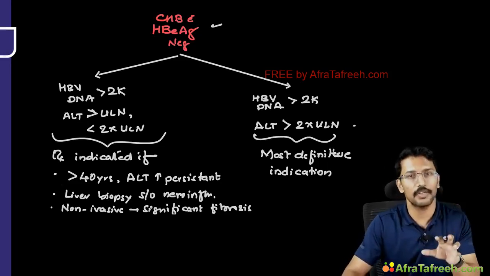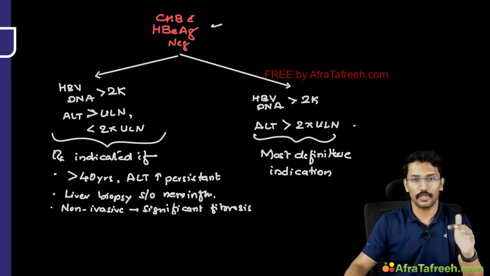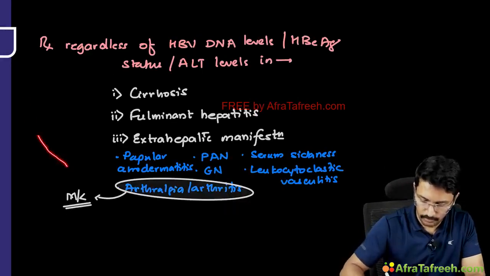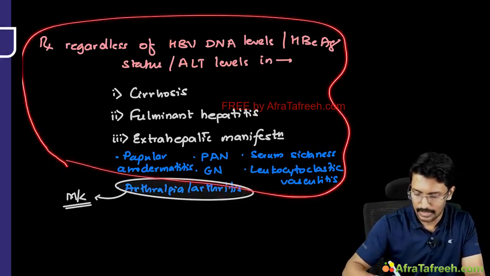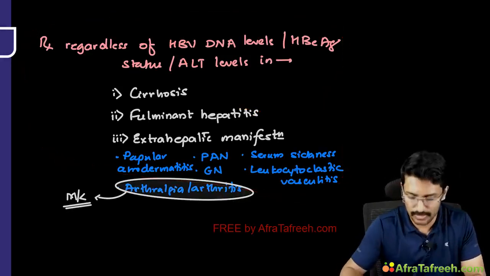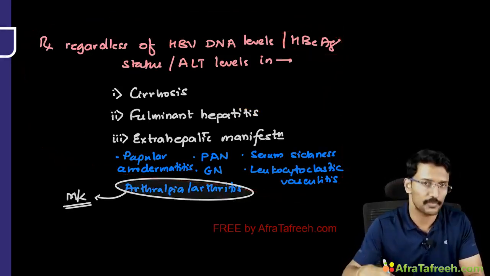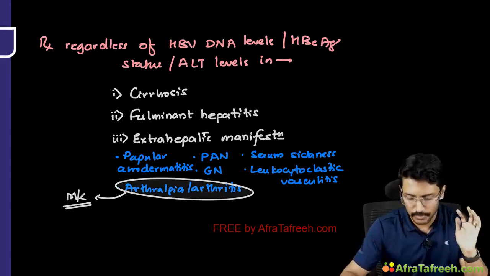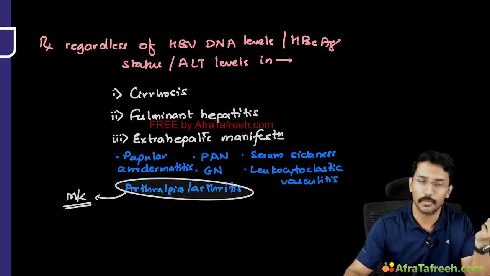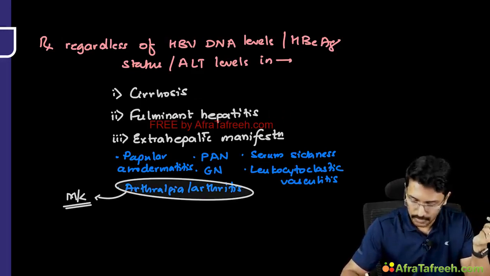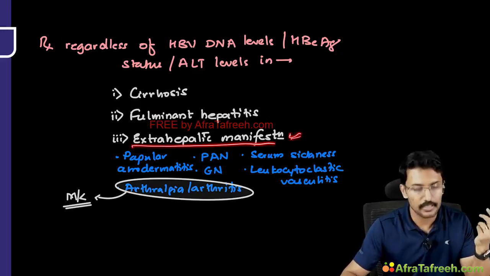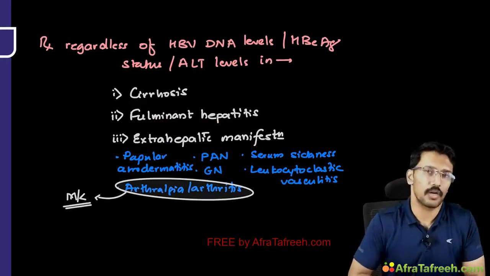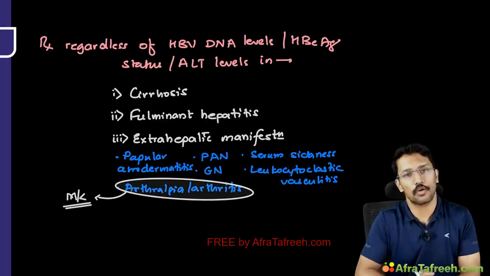And there are definitely indications where we don't look at the DNA levels, HBeAg status or the ALT levels, so they apply for all these HBeAg negative patients too, because as we have said, HBeAg status doesn't matter. If there is cirrhosis, HBsAg positive, start. A patient with HBsAg positivity presenting with fulminant hepatitis, start. Patients with extrahepatic manifestation, even if HBeAg is negative, start. Clear? Okay, so this is about chronic hepatitis B.